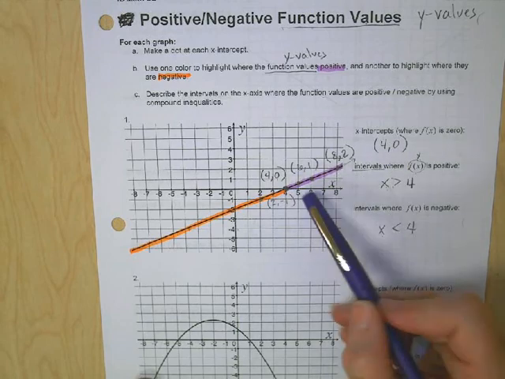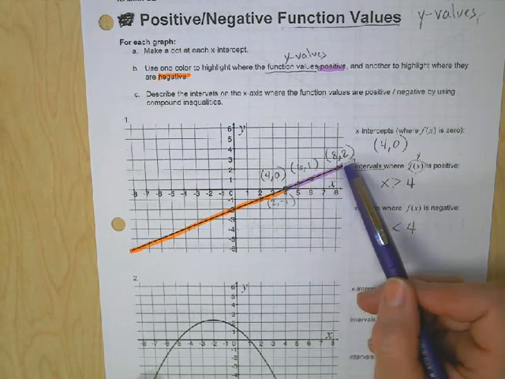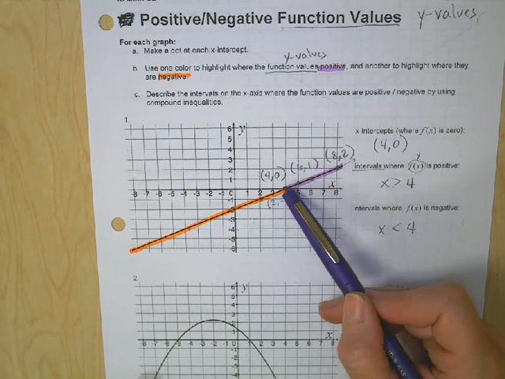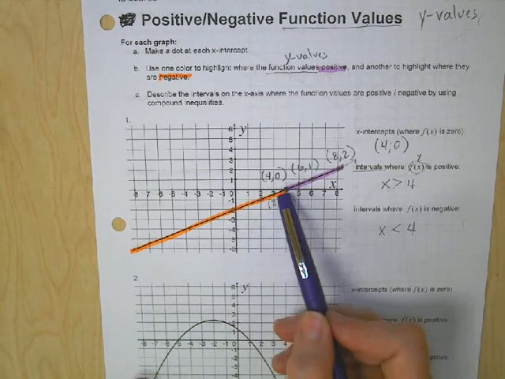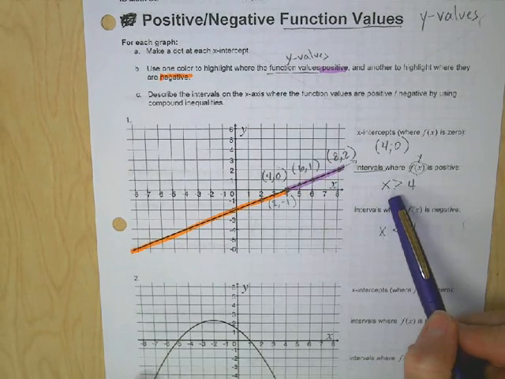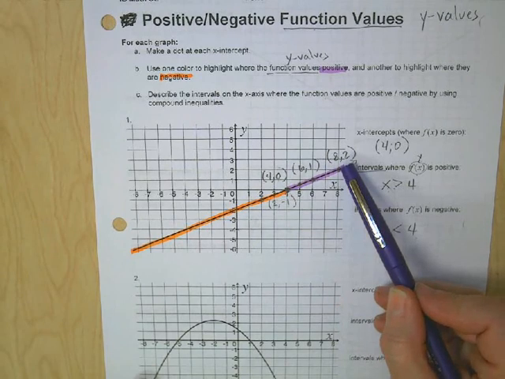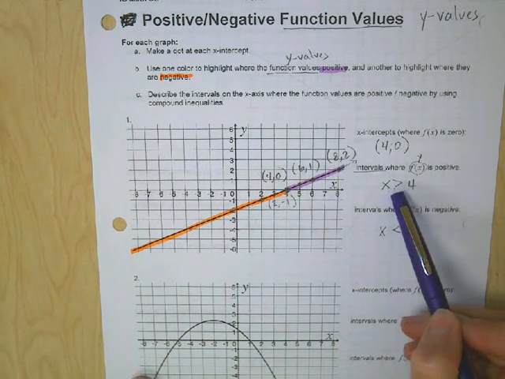You had to identify certain parts of the graph, and then you had to say in what interval the graph had positive function values and where it had negative function values. So the interval, we wrote it as an inequality. We said x is greater than 4. So when x was greater than 4, it had positive function values. Well, if I wanted to write that in interval notation, it would look like this.